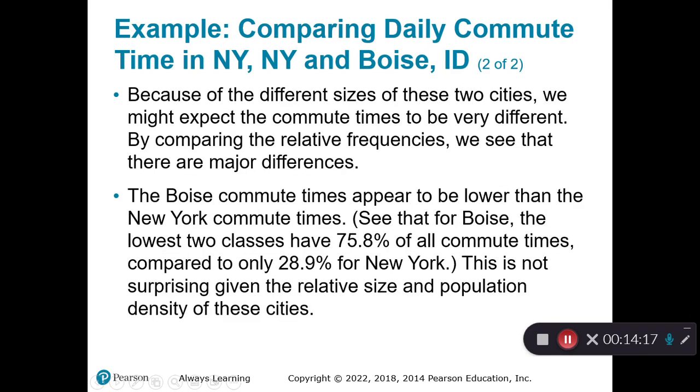And I think that makes sense. Boise, Idaho is a much smaller city than New York, New York, and therefore we would expect that commute times would be lower. New York being a much larger metropolitan city, commute times we would expect to be longer.